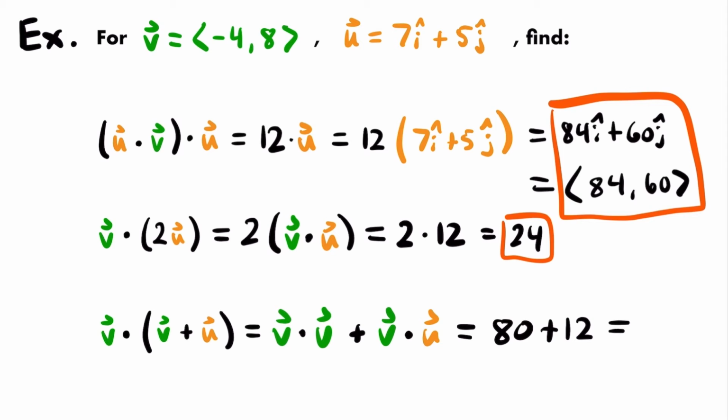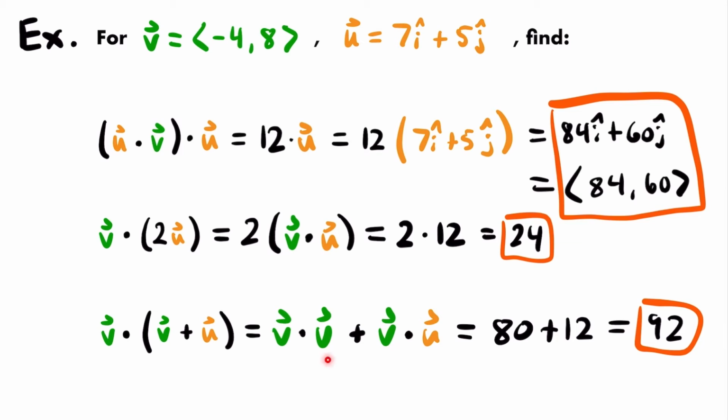And so 80 plus 12 is equal to 92, and so 92 is the result of this calculation. All right, and you would find the same exact answer if you didn't know the properties of the dot product. If you took the extra time to add these two vectors together and then perform the dot product with this vector, you would still get 92. You get the same answer either way.